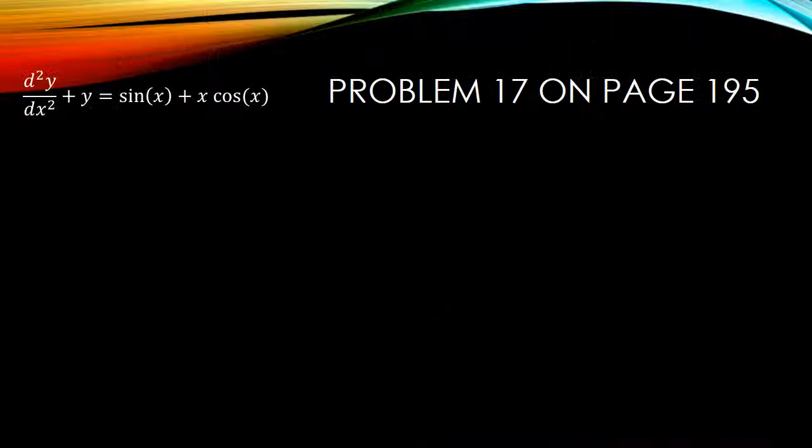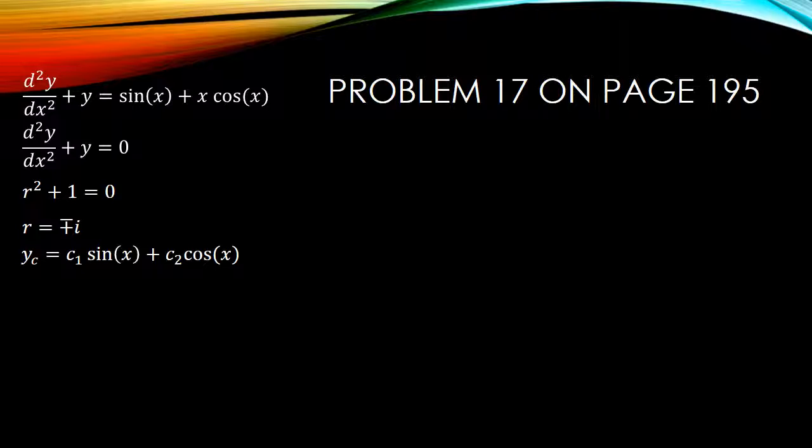So let's do one more. Let's do problem 17 because I want to show you how to handle sines and cosines. So this is our differential equation, problem 17. So I have to solve the homogeneous one first. To do that, I get this characteristic equation.